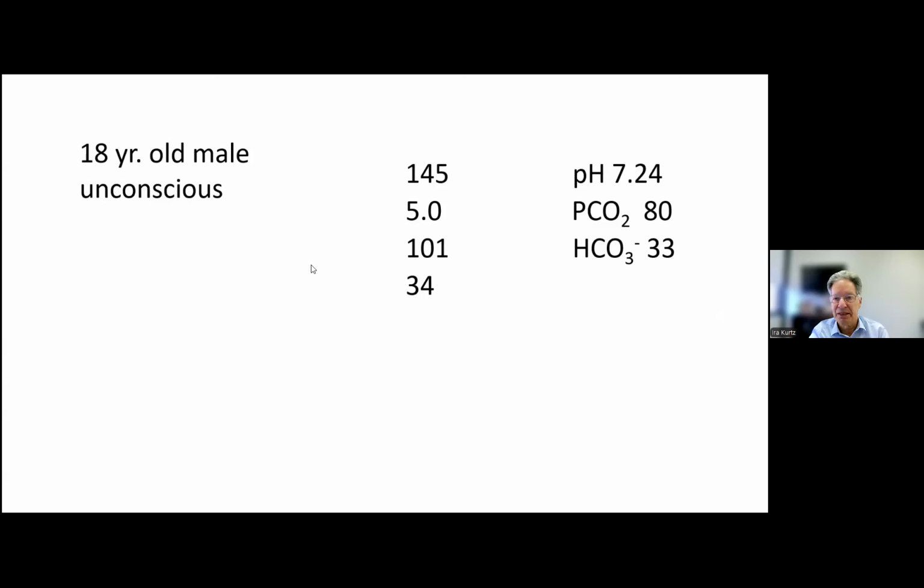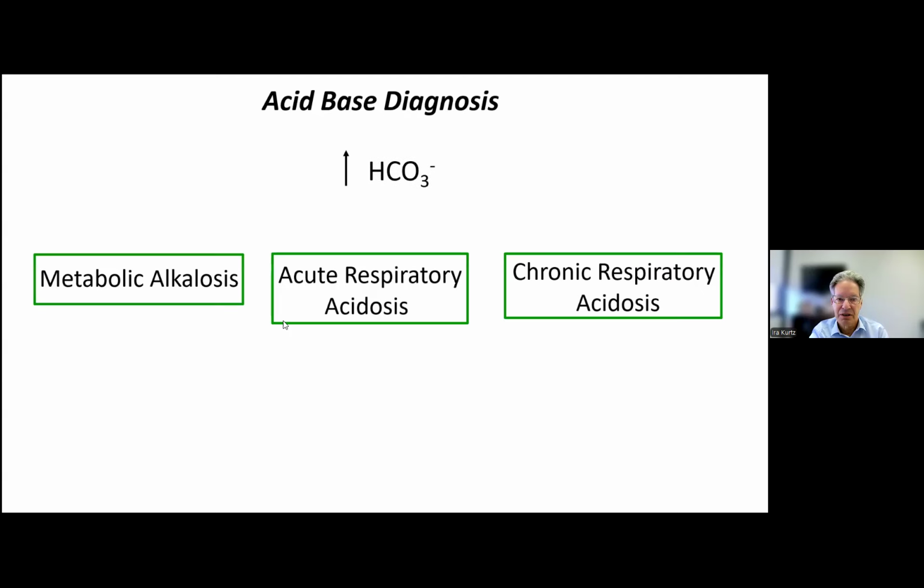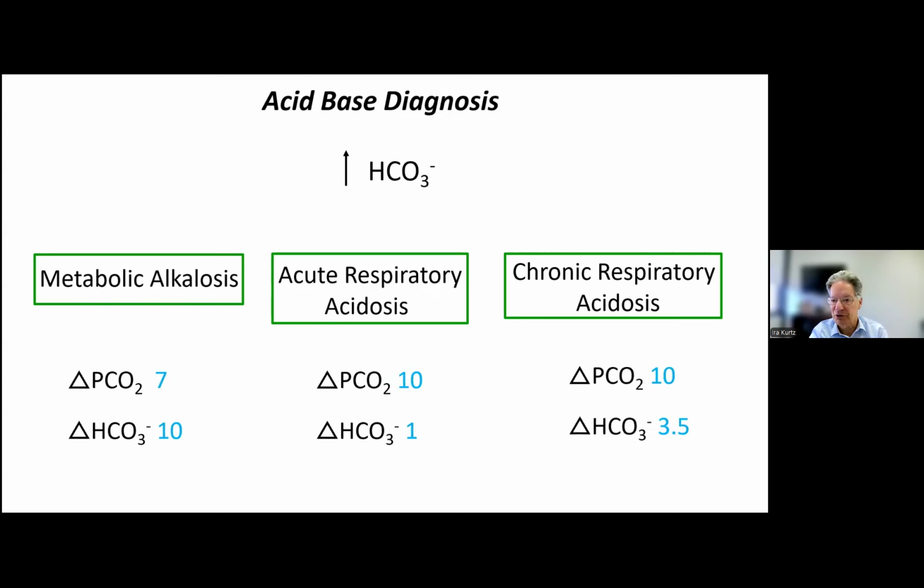Here's another patient, an 18-year-old male who's unconscious. The PCO2 is 80 and the bicarb is 33. So first we calculate our changes from normality. The PCO2 went up by 40, the bicarb went up by 9, and the bicarb is in the up direction. So it's one of these three. It's either a metabolic alkalosis, acute or chronic respiratory acidosis. And here are the changes we would expect for each if it was a simple disorder.